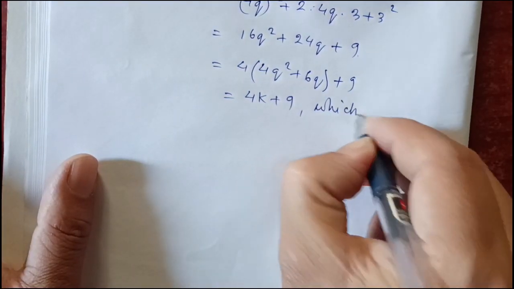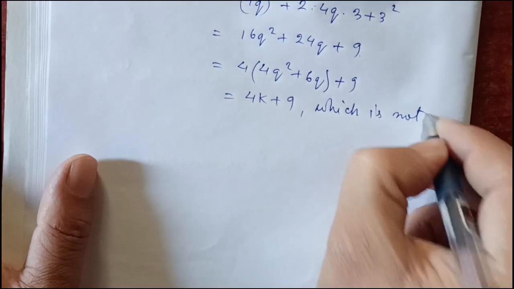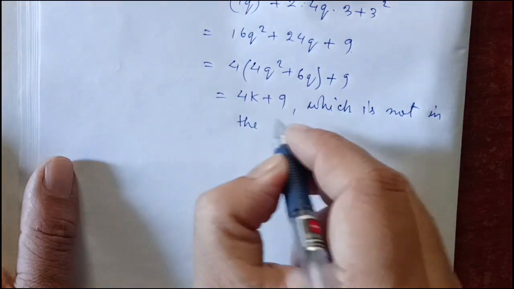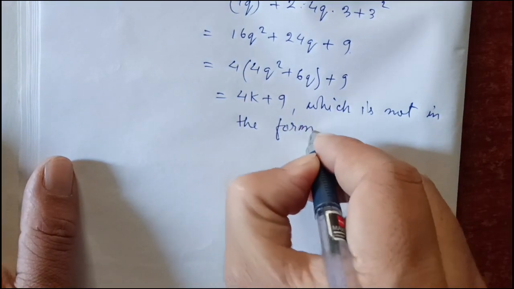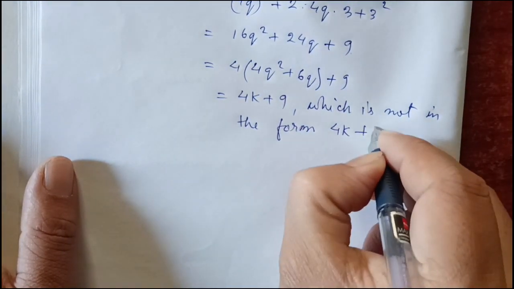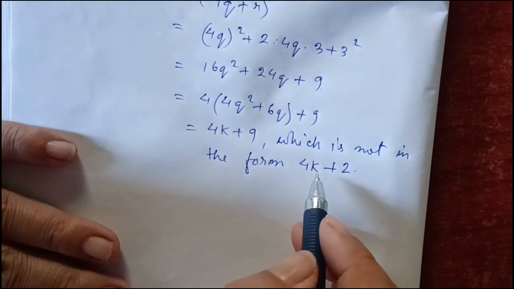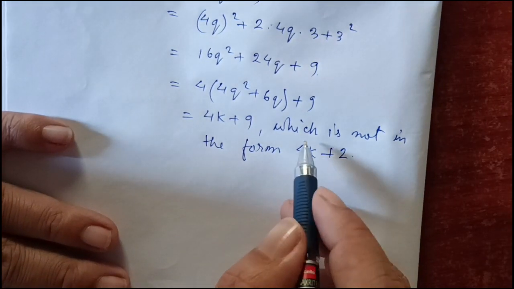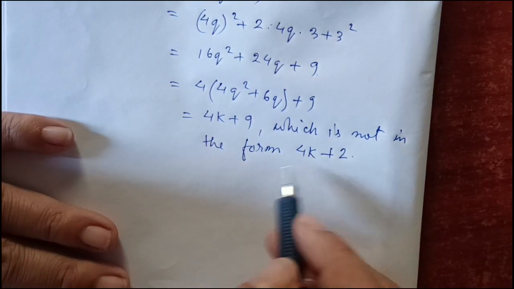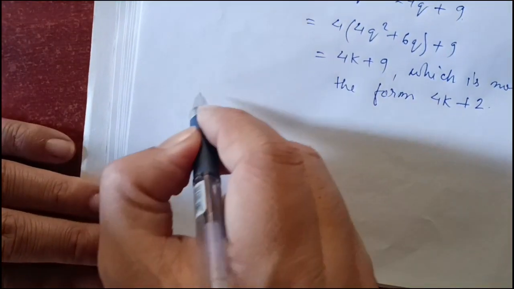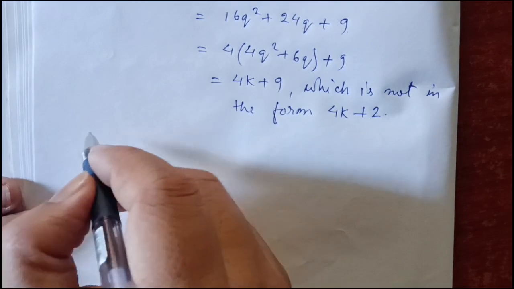So this also is not in the form 4k plus 2. Here also we get 4k plus 9, we do not get 4k plus 2. So that is why we're writing which is not in the form 4k plus 2. So now we can write down the conclusion.